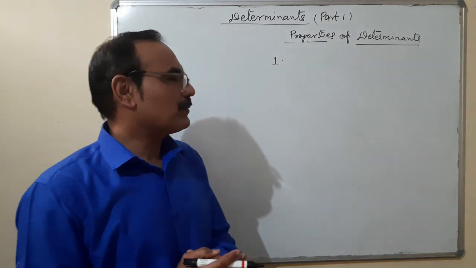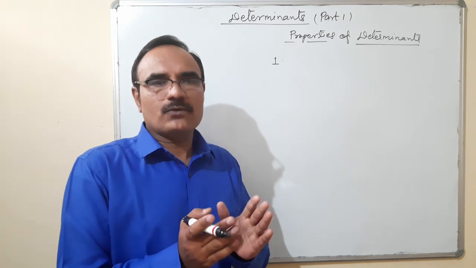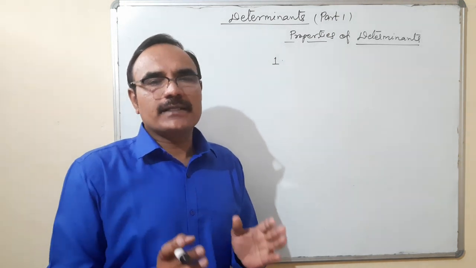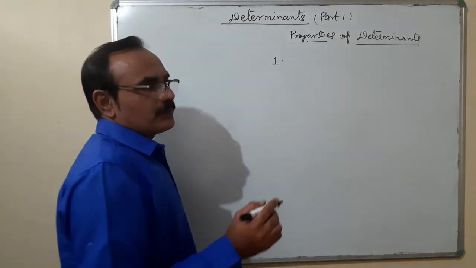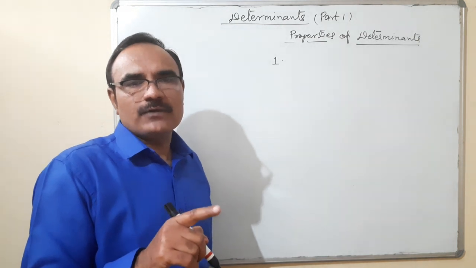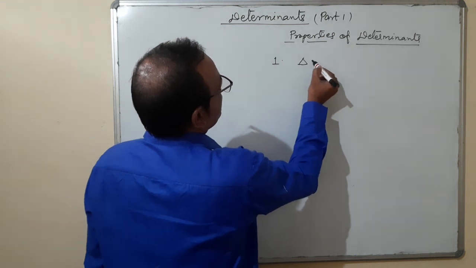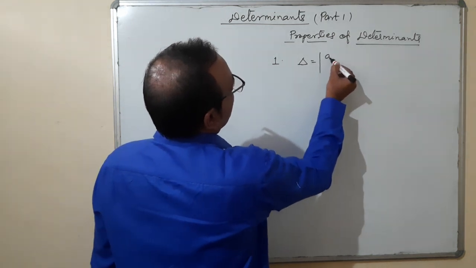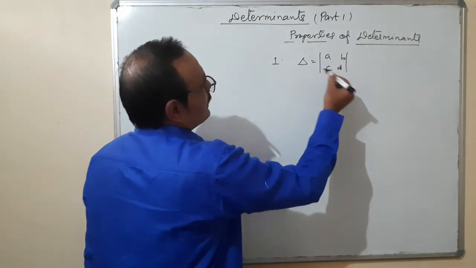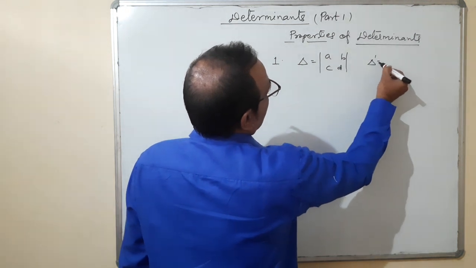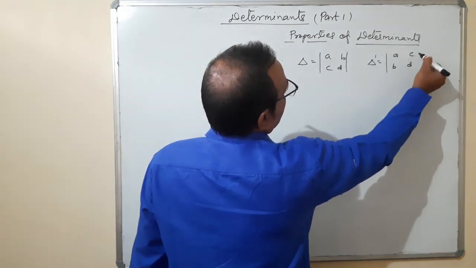Okay. Property number 1: if all the rows are converted into the columns in a determinant, then the value of the determinant remains unchanged. There's no change in it. For example, suppose this is the value of delta, its determinant A, B, C, D. And if I write here the transpose of it, it is coming A, B, C, D.